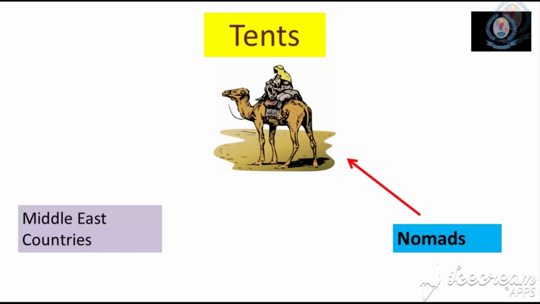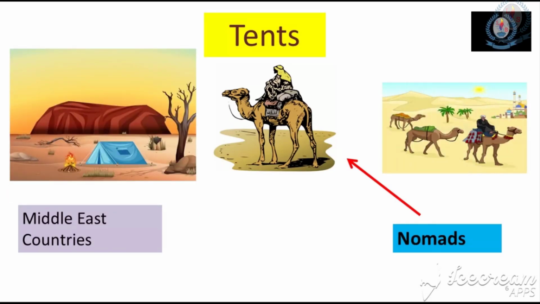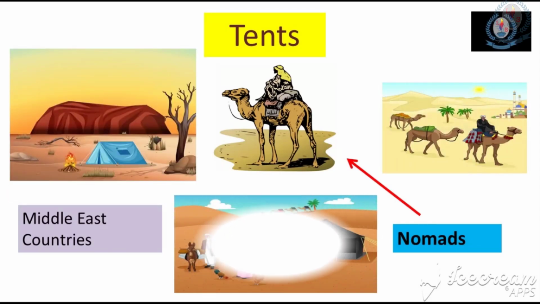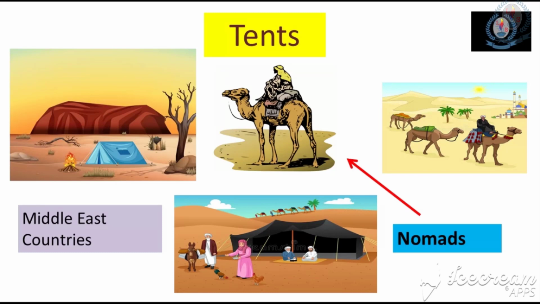Next one, tents. Here are some pictures of tents. In some countries, some people choose to live in tents. They are often nomads, moving their homes to find water and food at different times of the year.